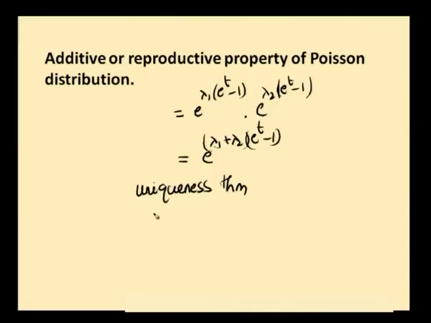So, what does it mean? It means that x1 plus x2 is also a Poisson random variable with parameter lambda 1 plus lambda 2, because this is the MGF of a Poisson random variable whose parameter is lambda 1 plus lambda 2. Okay. So, by uniqueness theorem, x1 plus x2 follows Poisson distribution with parameter lambda 1 plus lambda 2. Hence, we have proved the additive property of Poisson distribution.